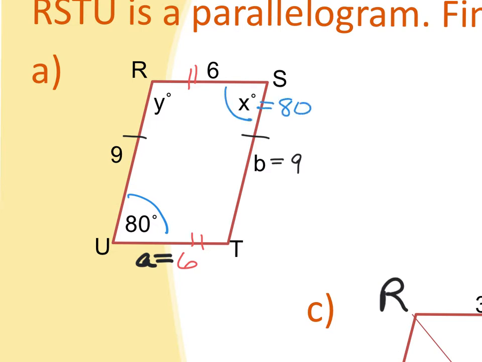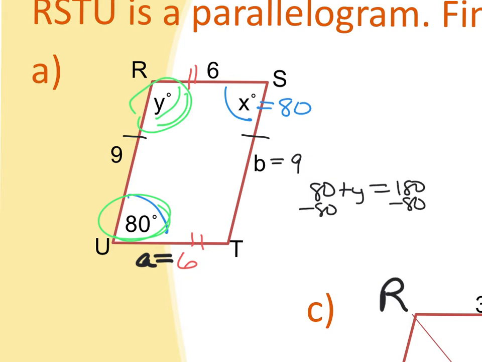Now, in order to find y, I'm going to use the consecutive interior angles. So I know that 80 and y are going to be supplements. So what I could do here is 80 plus y equals 180. Subtract 80, and y equals 100.